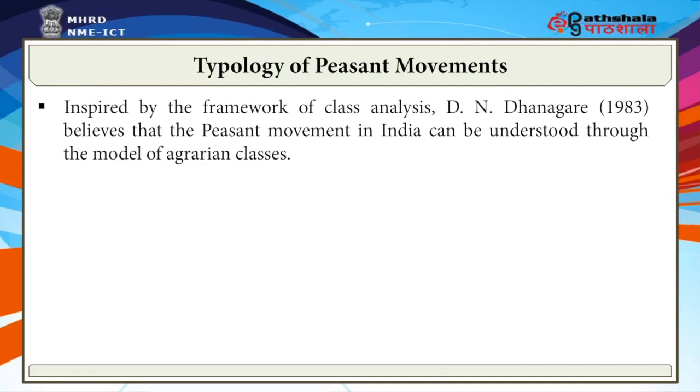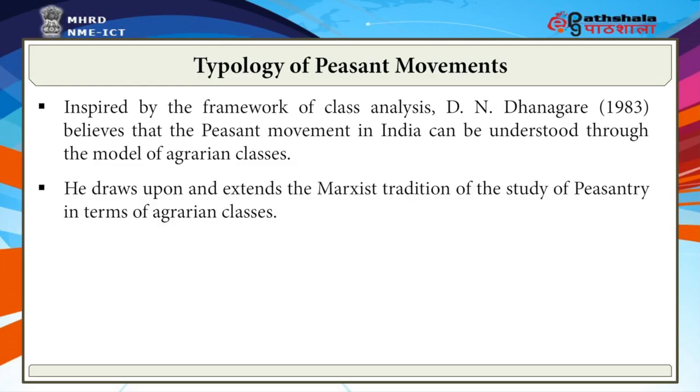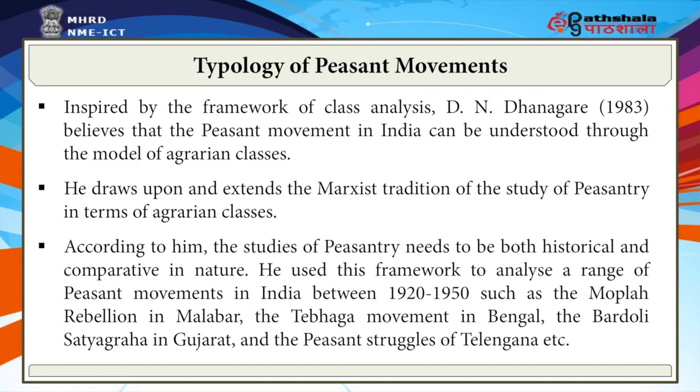Inspired by the framework of class analysis, D.N. Dhanagare believes that the peasant movement in India can be understood through models of agrarian classes. He draws upon and extends the Marxist tradition of the study of peasantry in terms of agrarian classes. According to him, the studies of peasantry need to be both historical and comparative in nature.